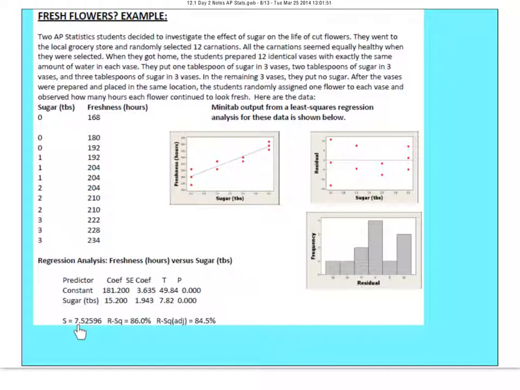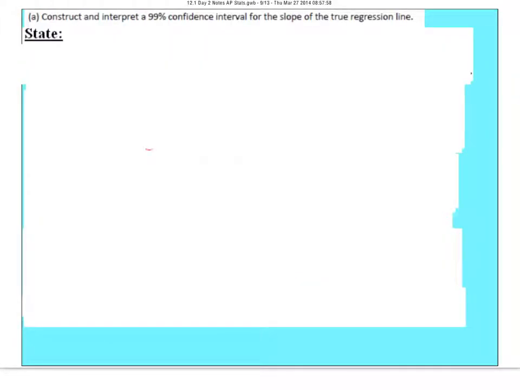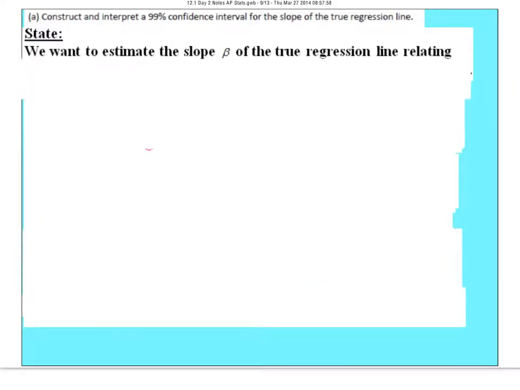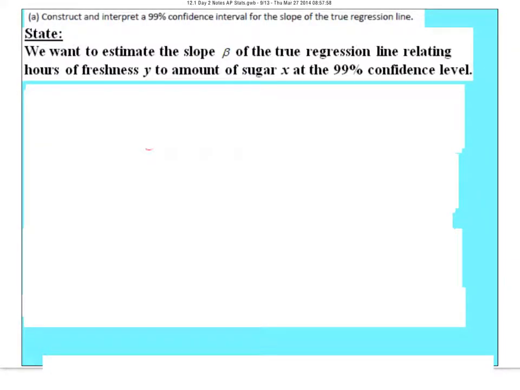Here's the standard error of the residuals, right there. Here is our y-intercept, here's our slope, and here's the standard error of the slope. If we need it, there's our r squared, which we can also use to compute our correlation, or r. So let's go ahead and compute a 99% confidence interval for the freshness of the flowers related to their sugar. On the state portion, we would say that we want to estimate the slope b of the true regression line relating hours of freshness y to the amount of sugar at a 99% confidence level.